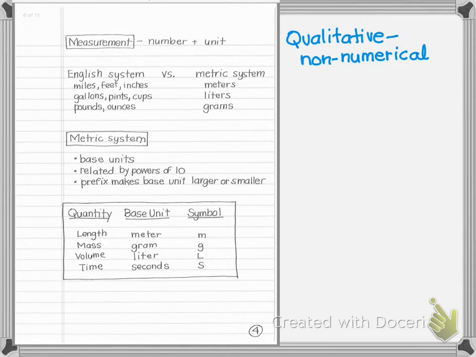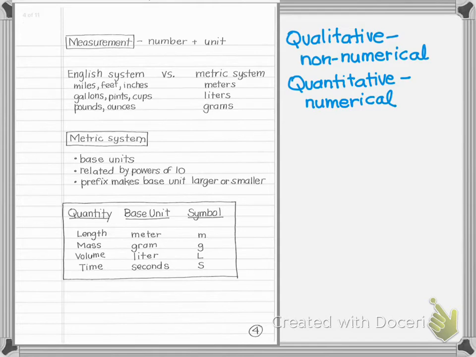As an example, if I had a solution that was not very concentrated, I might call it a dilute solution. That's a qualitative description. The other type of description, which chemists and scientists love, is numbers: quantitative descriptions or measurements. You see the word quantitative there, and these are things that involve numbers, so these are numerical.